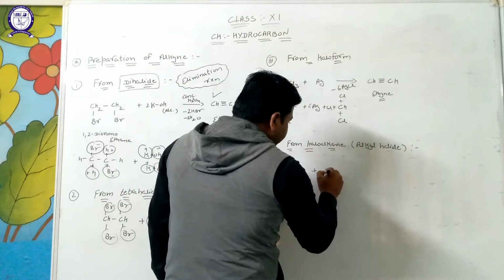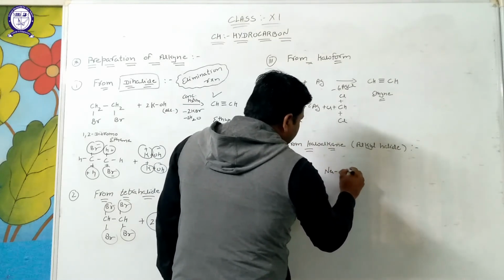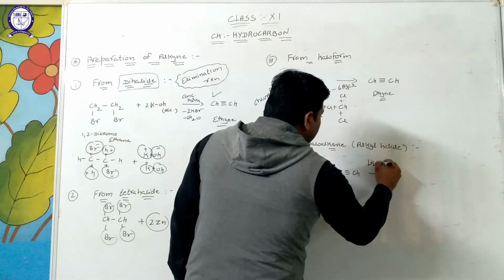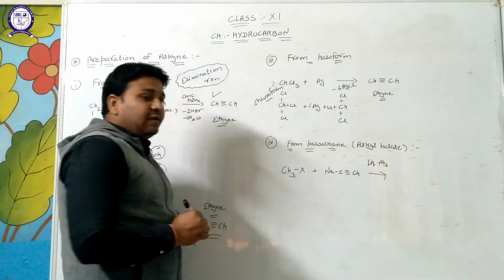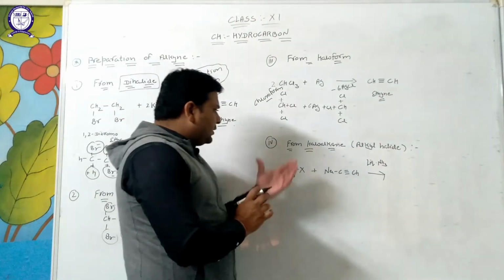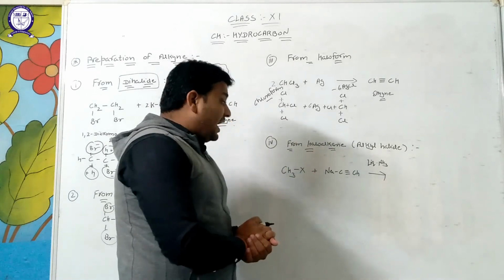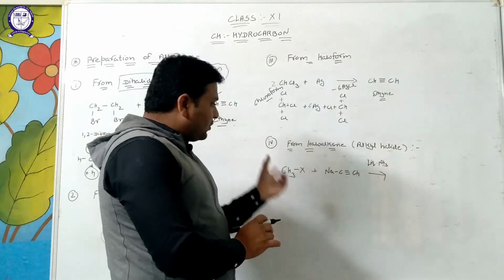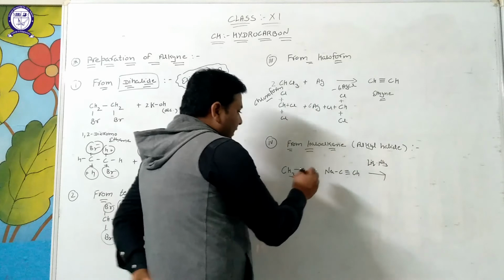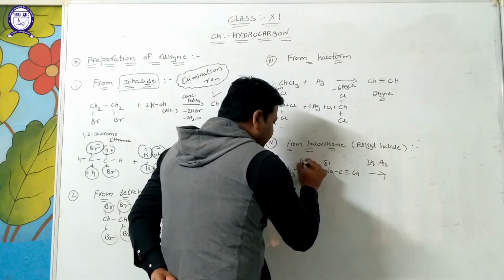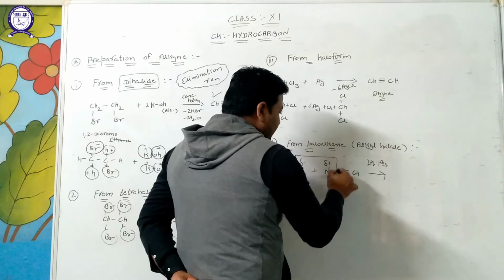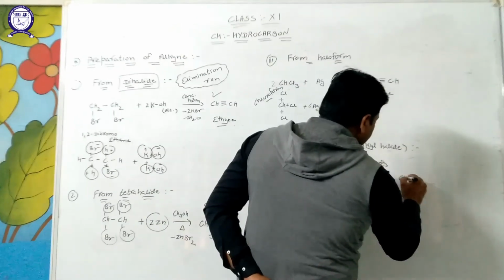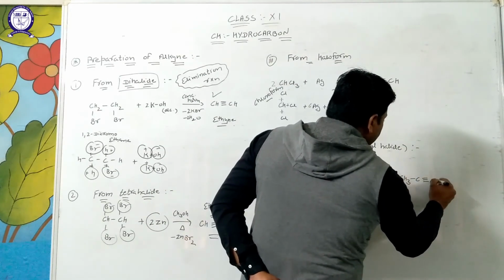CH3X reacts with sodium ethyne in the presence of liquid ammonia. Simply, we can say this is the conversion from haloalkane to higher alkyne, the conversion of a lower alkyne to a higher alkyne. The charge on Na is positive and on X negative, they combine and release NaX, and it gives the formation of CH3-C triple bond CH.